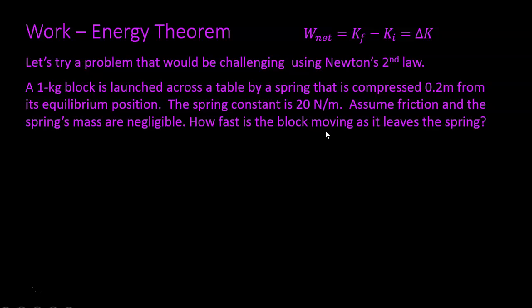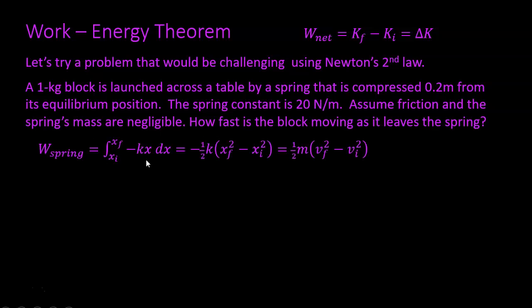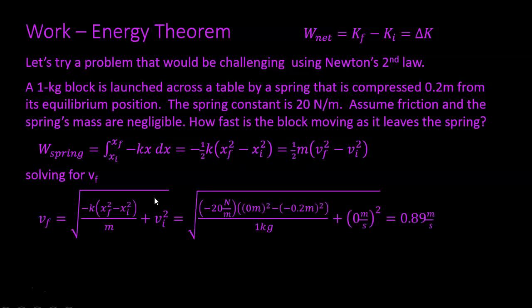So the block will be leaving the spring when the spring reaches its equilibrium position. We have to use our integral form to calculate work because the force the spring exerts on the block is not constant across the displacement. And we wind up with this equation, which we rearrange for the final velocity. And we plug in our displacements.